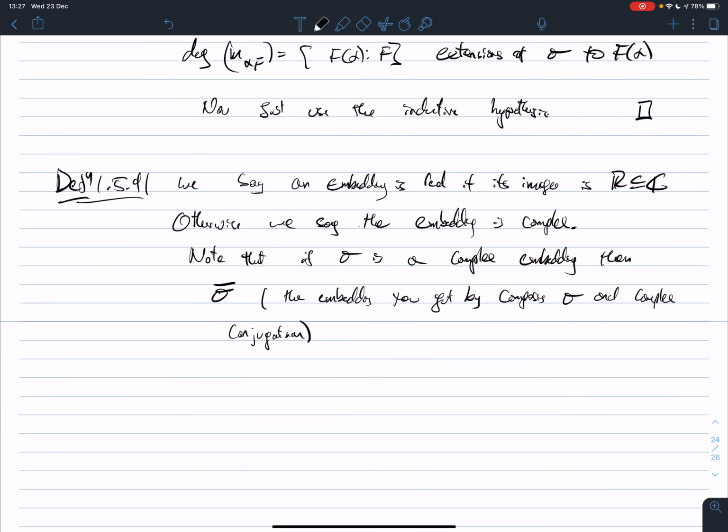So then sigma bar, which is, well, let's say the map you get by composing sigma and complex conjugation, is again an embedding. So if I have a complex embedding and I do complex conjugation, then I get a different complex embedding. You could try to do this for real embeddings, but nothing's going to happen, because complex conjugation acts trivially on the real numbers. So we call sigma and sigma bar a pair of complex conjugate embeddings.